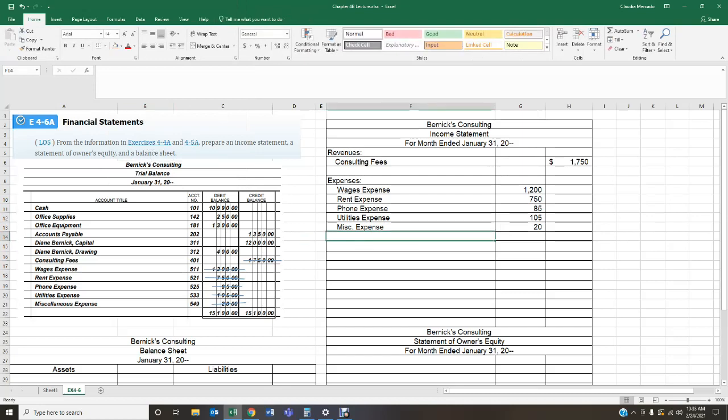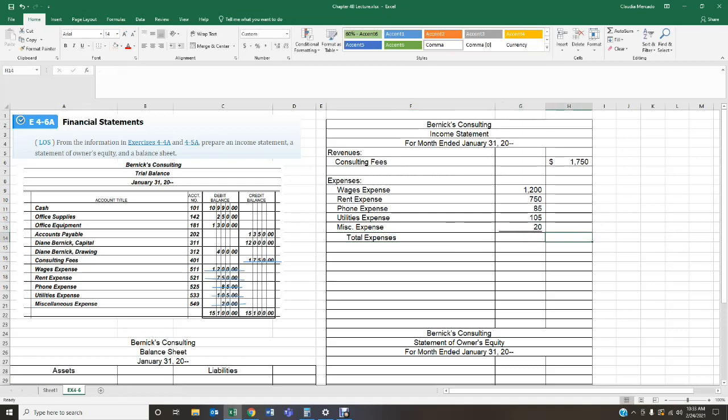Now I can get my total expenses. Okay, so we're going to add up all of the expenses and we're going to get a total. Okay, and because I am using Excel, I'm just going to do the addition of all those. So you add all those numbers together and those give you $2,160.